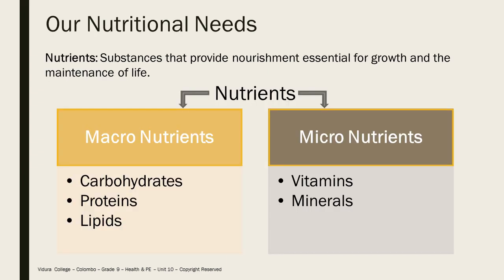What are nutrients? They are substances that provide nourishment essential for growth and the maintenance of life. Basically, there are two types of nutrients: macronutrients and micronutrients. Macronutrients include carbohydrates, proteins, and lipids. Micronutrients include vitamins and minerals.